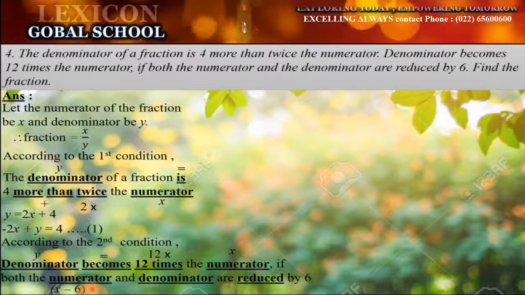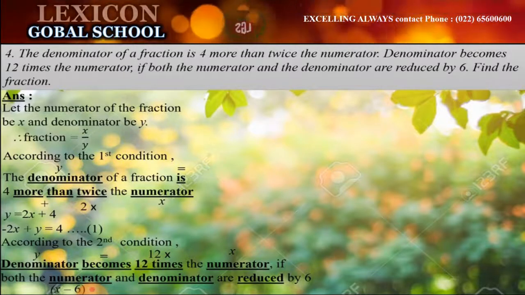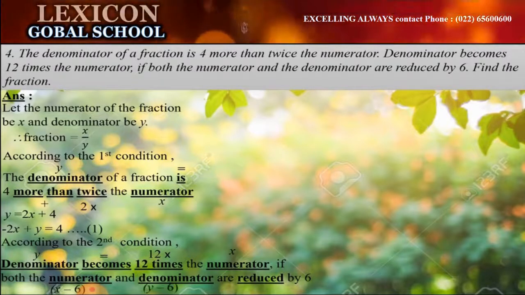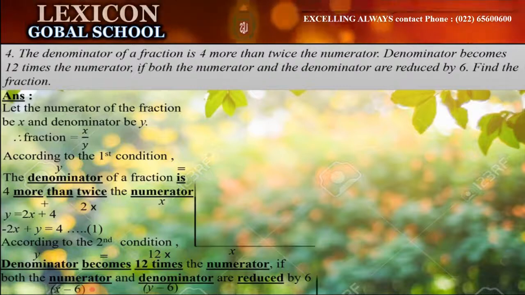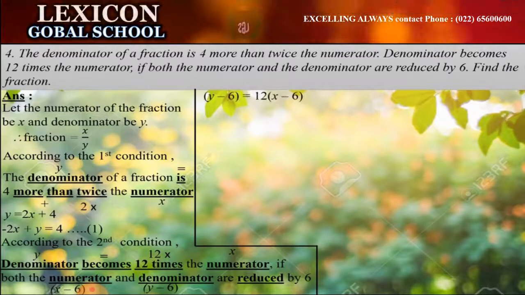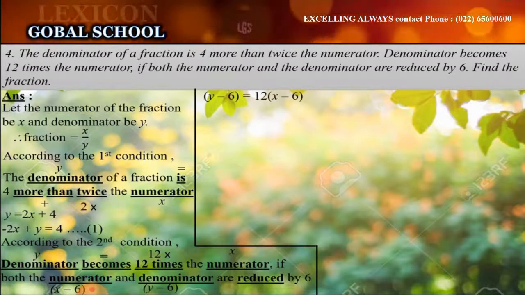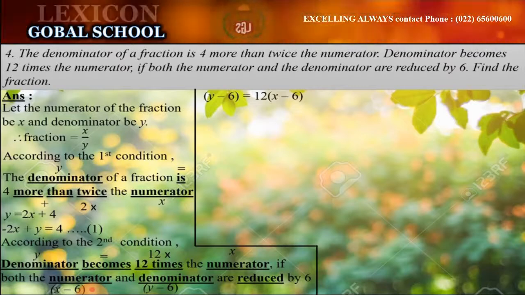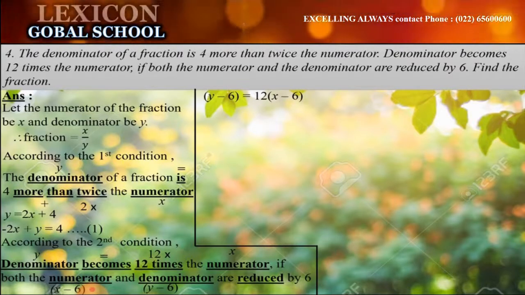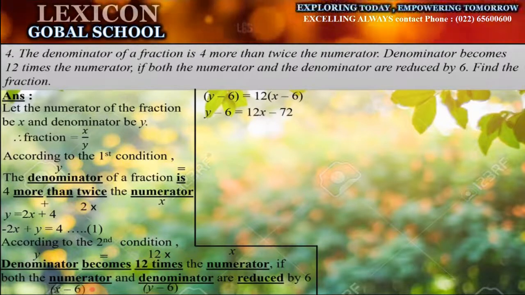Again, numerator and denominator are reduced by 6. That means x minus 6 and y minus 6. Let us derive the equation now. Therefore, y minus 6, we are reducing it now. So, y minus 6 is equal to 12 into reduced numerator, that is x minus 12. Let us open the brackets. Y minus 6 is equal to 12x minus 72.